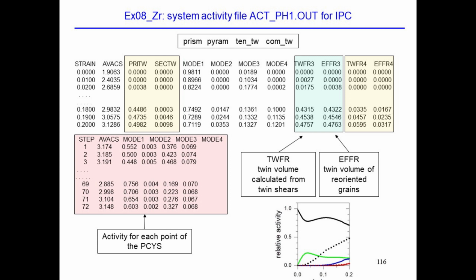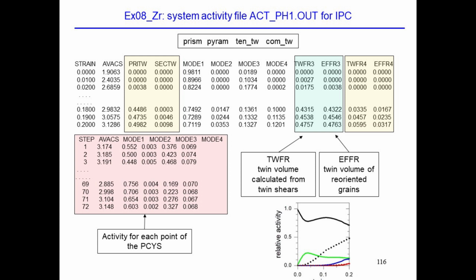So we have mode 1, mode 2, mode 3, mode 4, which is prism, pyramidal, tensile twins, and compression twins. And it also lists the amount of primary twinning and the amount of secondary twinning, what we were talking about before, the secondary twinning thing. So what are the volume fractions? And I'm coming to this in a moment.